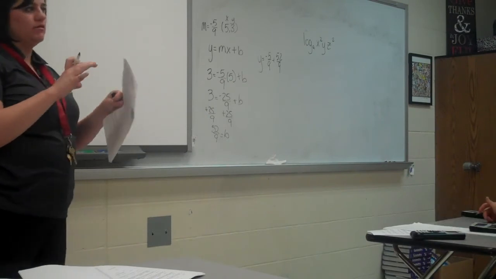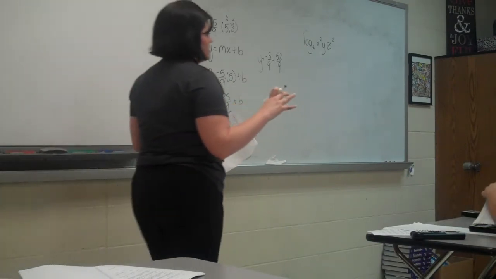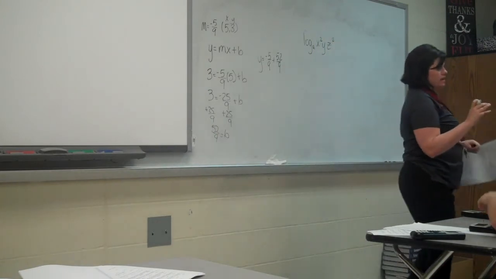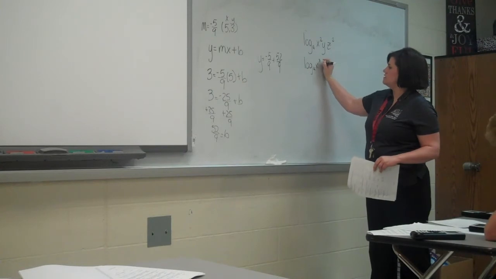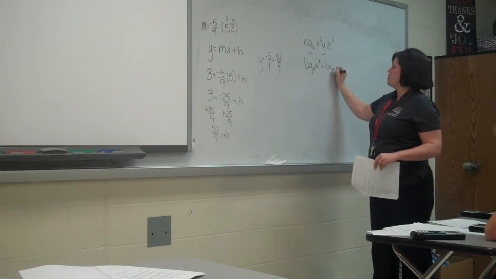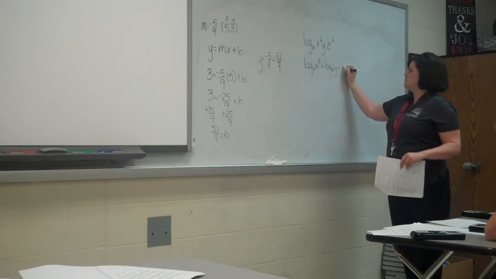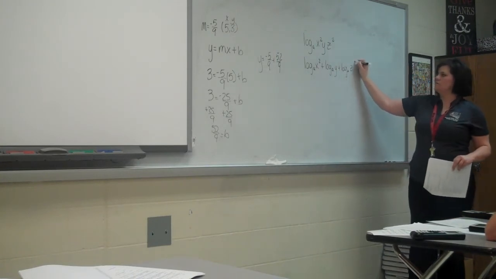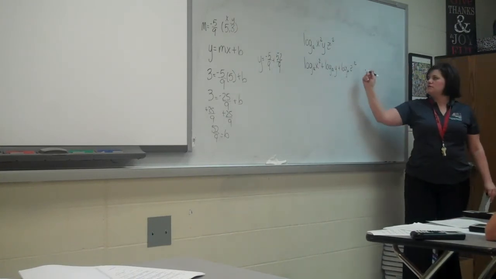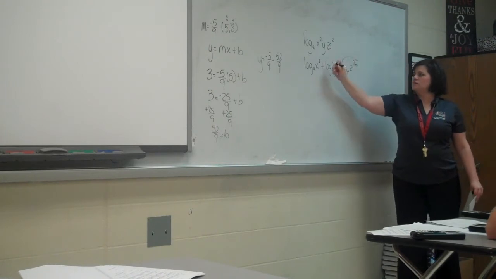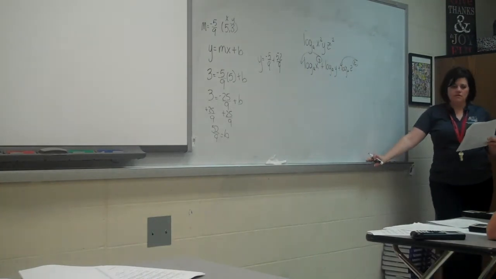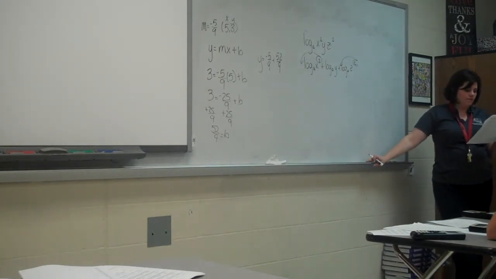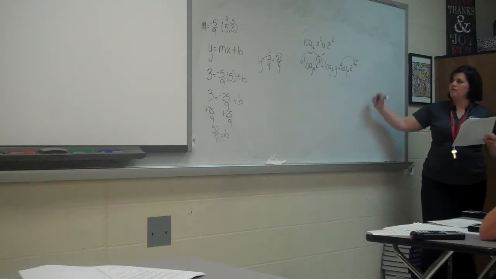Okay, I've got one log written with products, right? So I've got to separate it. It's going to separate into sums. So it's going to be log base A of x squared plus log base A of y plus log base A of z squared. But I don't want to leave the exponents. So I take those off and bring them to the front. So I'm looking at 2 log base A of x plus log base A of y plus 2 log base A of z. Your answer for 11 would be C.